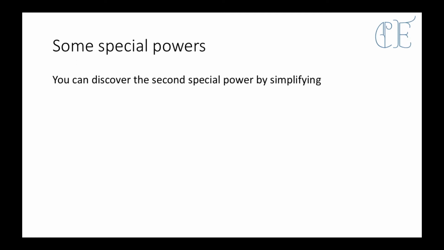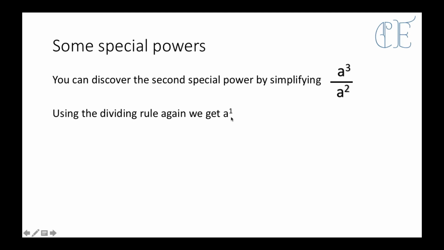So you can discover the second special power also by simplifying. It's not really a special power, it's pretty obvious, but let's say we had a to the power of 3 divided by a to the power of 2. Again, you would take these away, leaving you with a to the power of 1.